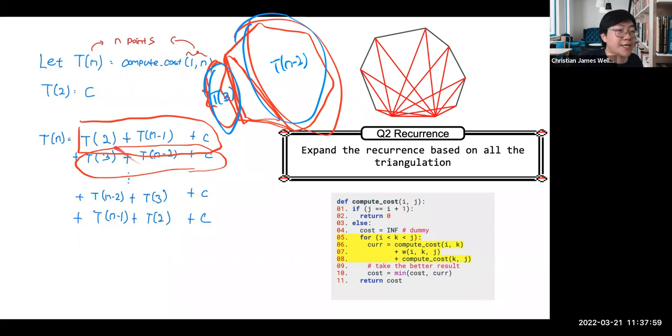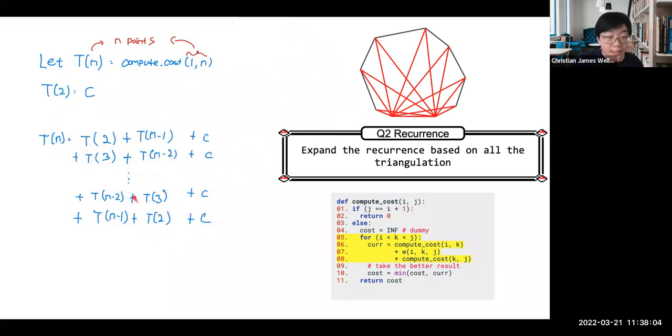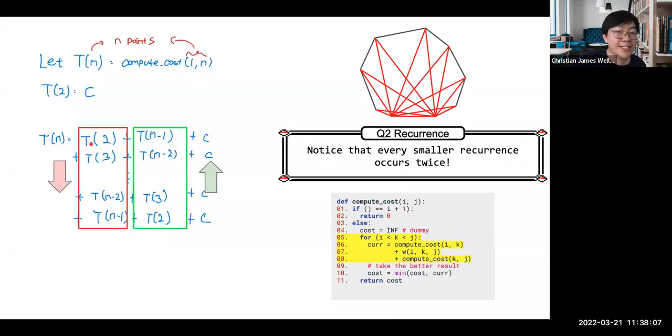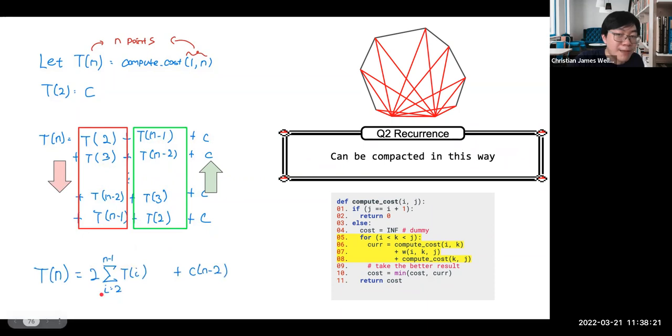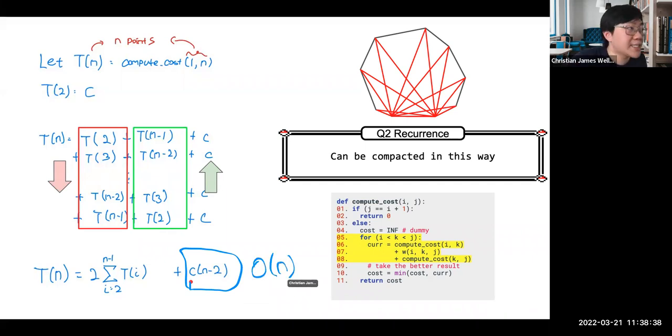So this is the recurrence. Tn equals all this messy mess. The trick here is to notice that every smaller recurrence occurs twice. T2 goes down and T2 goes up, from top to bottom, Tn minus 1 goes down, and this one is in the other direction. It occurs twice, so I can simplify it as twice the summation of Ti from i equals 2 to n minus 1. This is the compacted version of the recurrence. And note this is O(n), because there are n minus 2 things.